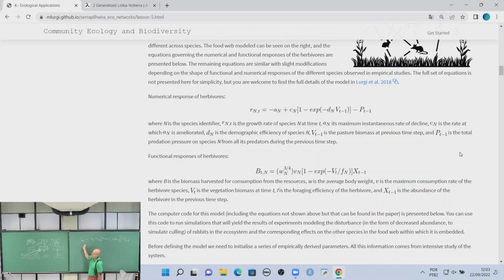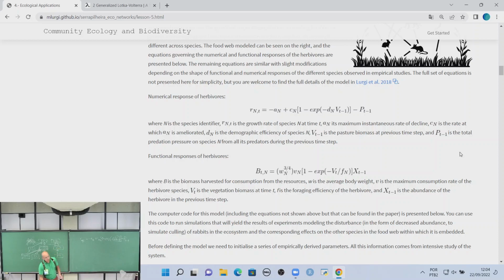If you're interested in the mathematical details, you can go to the paper and see each one of the different equations. But this is just for you to see what sort of information goes into these models. Then you have what they call amelioration of this rate of decline. This is where the interaction with, in this case, vegetation comes into play. This arrow from vegetation to the herbivores is what is encapsulated in this term of the equation. And then here you have the predation pressure by the predators.